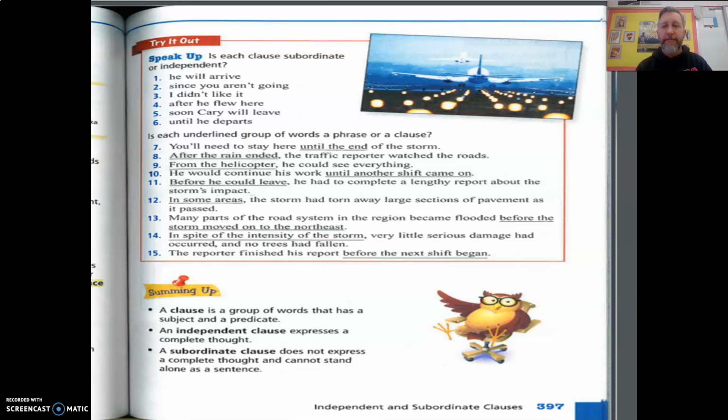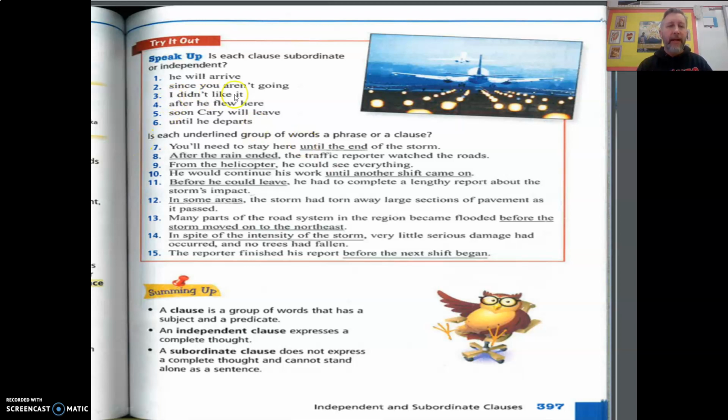All right, number 2, "Since you aren't going." And feel free to pause after I read these so that you can have some time to figure out on your own. I only have 15 minutes for my lesson here. So, "since you aren't going," okay, we got a subject and a predicate, but then I have the conjunction "since" in front. If you walked up to someone on the street and said, "Since you aren't going," they would be like, "Yeah, I'm not going where? What do you mean?" All right, so it can't stand alone as a clause.